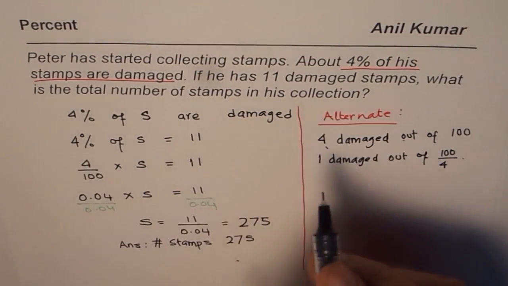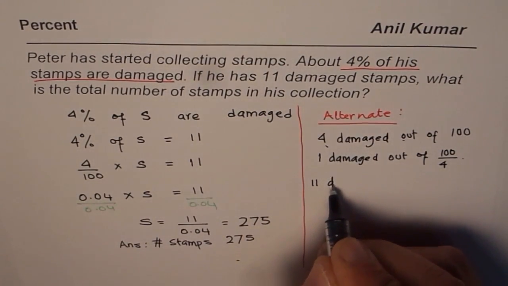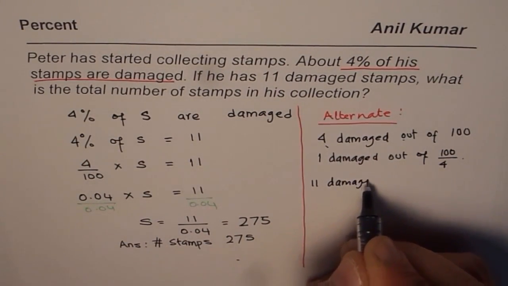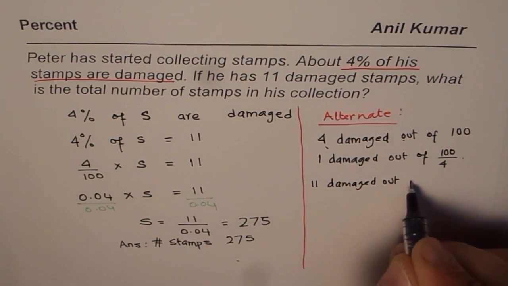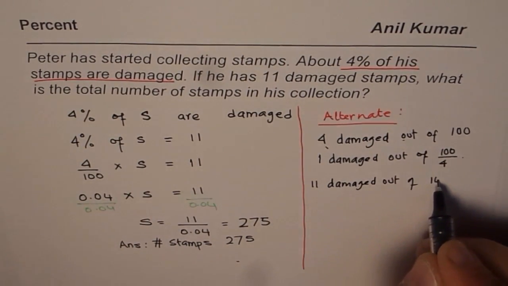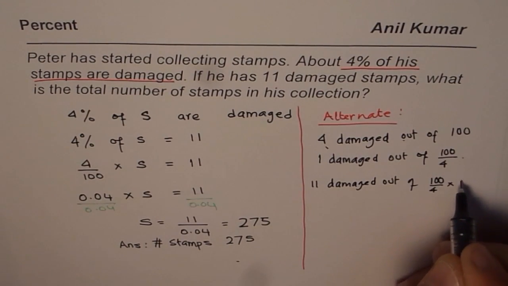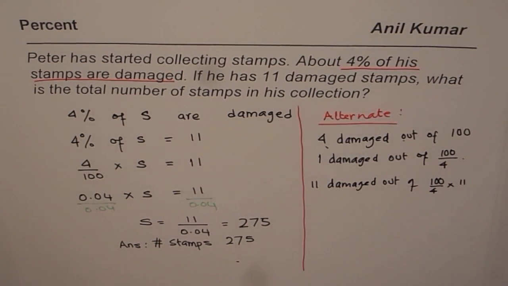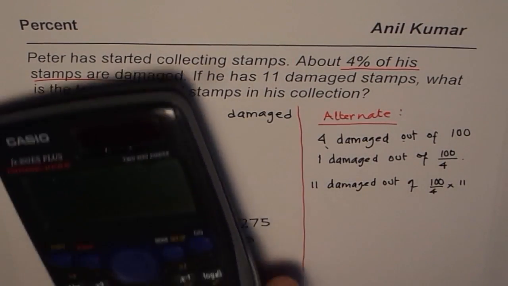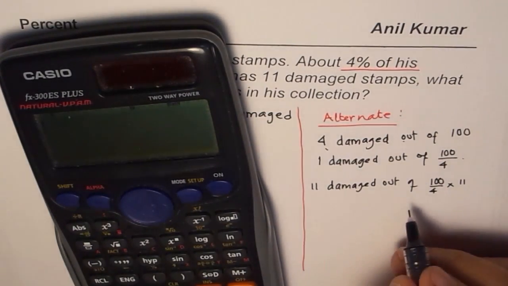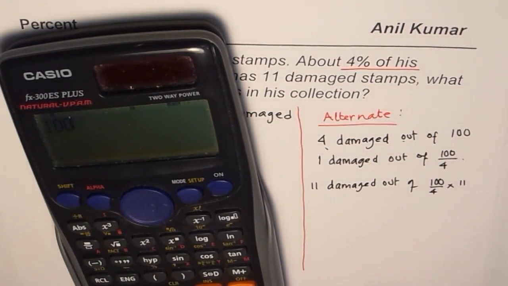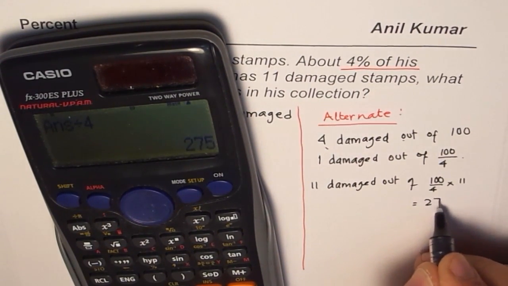Now he has 11 damaged stamps. So 11 damaged out of, we'll multiply this by 11, right? 100 divided by 4 times 11. Does it make sense? So that is how it is. So let's do it. So we have, in a way, 100 times 11. Divide this by the number 4 to get the result. So we get the same result, 275.